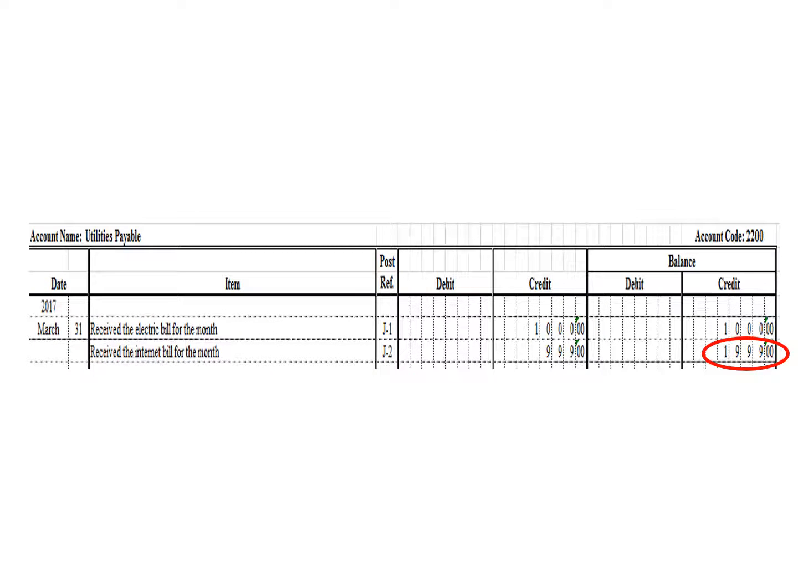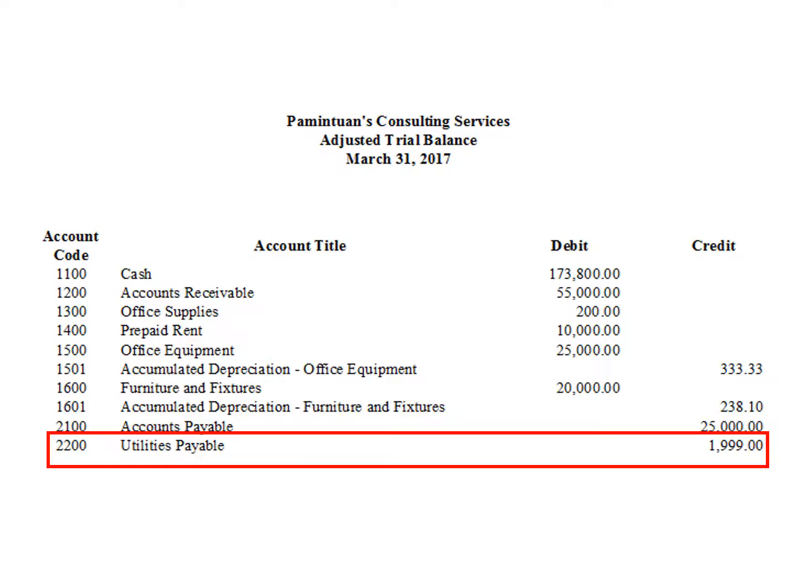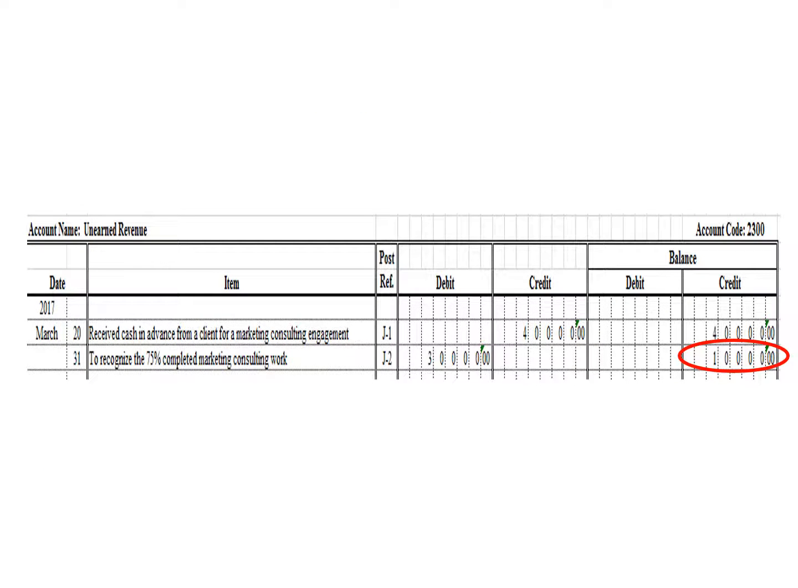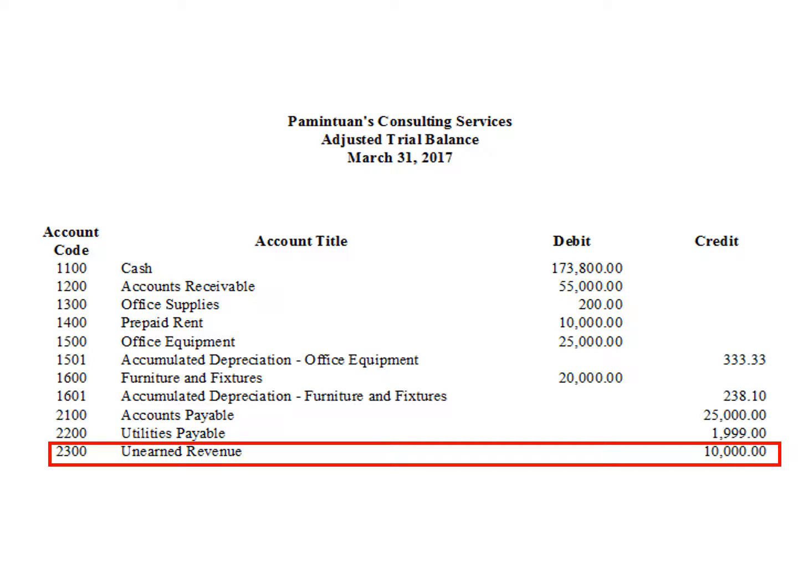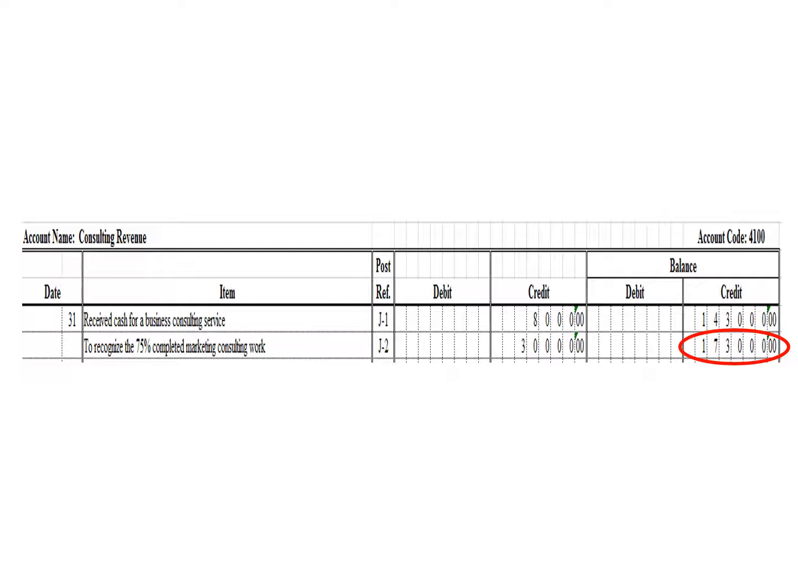The utilities payable ledger has a credit balance of 1,999 pesos. We write its corresponding balance in our adjusted trial balance under the credit column, 1,999 pesos. Unearned revenue has a credit balance of 10,000 pesos. We write its balance. Unearned revenue has a credit balance of 10,000 pesos. Consulting revenue has a credit balance of 173,000 pesos.